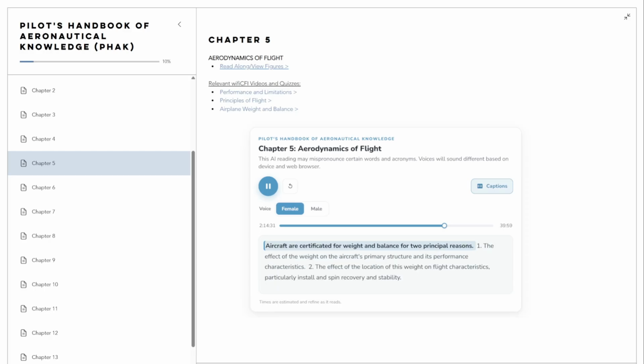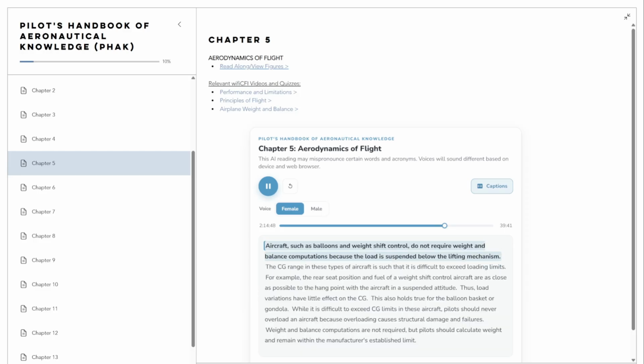Aircraft are certificated for weight and balance for 2 principal reasons. 1. The effect of the weight on the aircraft's primary structure and its performance characteristics. 2. The effect of the location of this weight on flight characteristics, particularly in stall and spin recovery and stability. Aircraft such as balloons and weight shift control do not require weight and balance computations because the load is suspended below the lifting mechanism. The CG range in these types of aircraft is such that it is difficult to exceed loading limits.